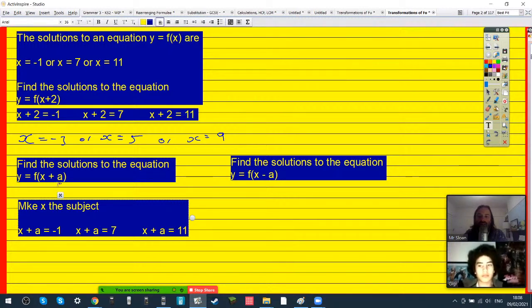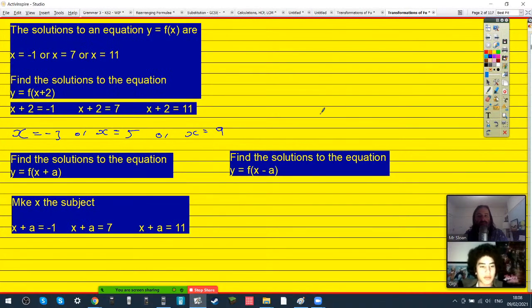And so what does replacing x with x plus a do to all the values? A is subtracted from all of them. Correct. What do you think x minus a will do? A will be added to all of them. Correct. So this one is minus a from the x's. This one is plus a to the x's. It's kind of the opposite because you have to bring it to the other side.